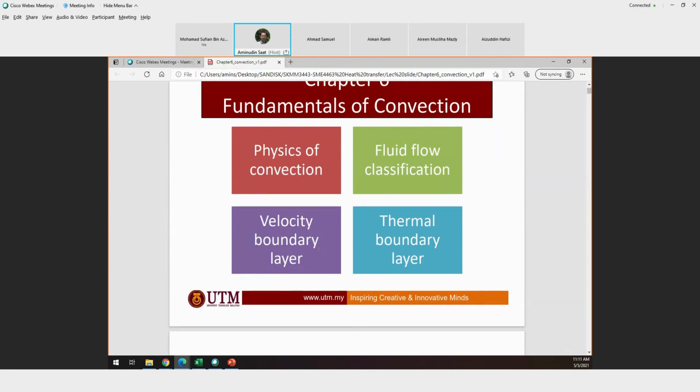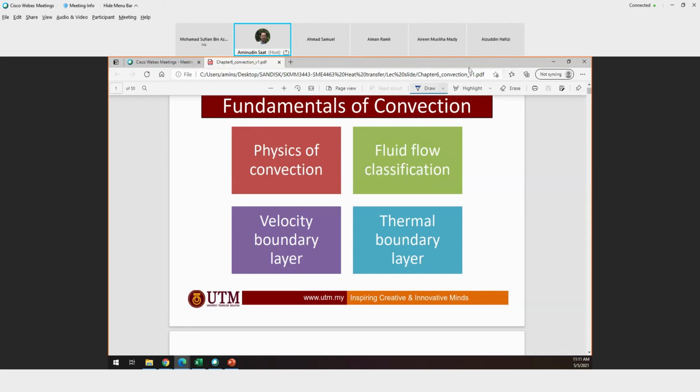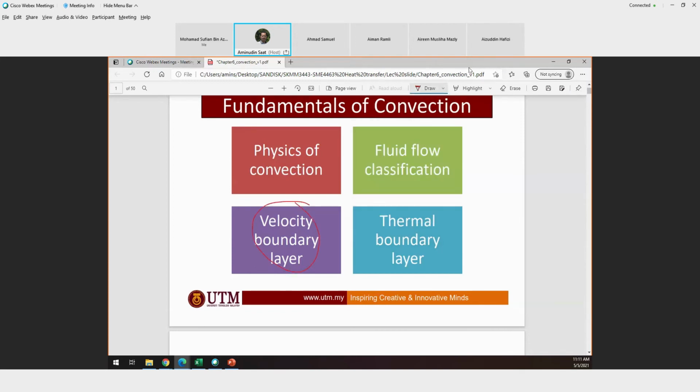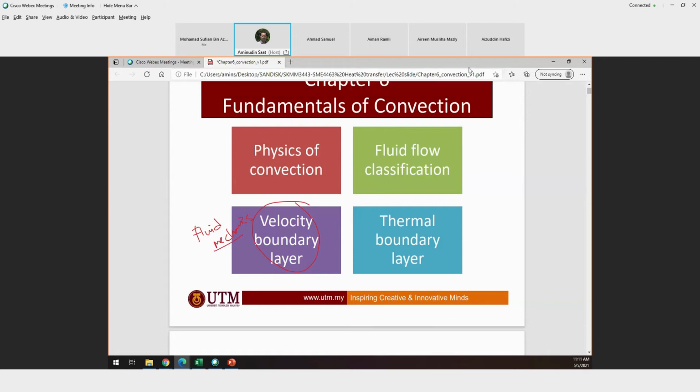After you understand the fluid flow classification, then you will use your knowledge related to the velocity boundary layer and thermal boundary layer. I think this velocity boundary layer, you already learned in fluid mechanics. So I can say that this is more related to recalling what you have learned in fluid mechanics. But this one is new. Thermal boundary layer, you only learn in heat transfer.